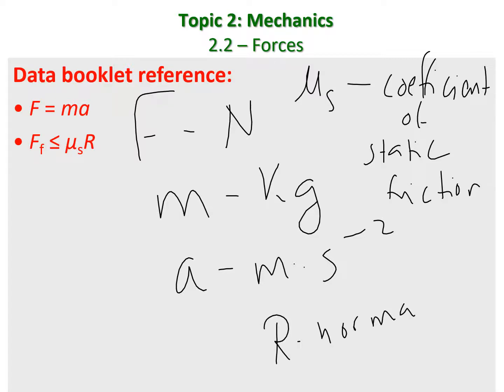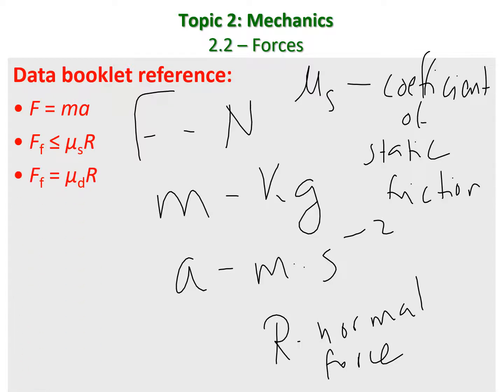The normal force is the force that a surface exerts upwards on an object. So if you have a bottle on a table, the force of gravity is forcing the object down. The normal force is holding the object up.